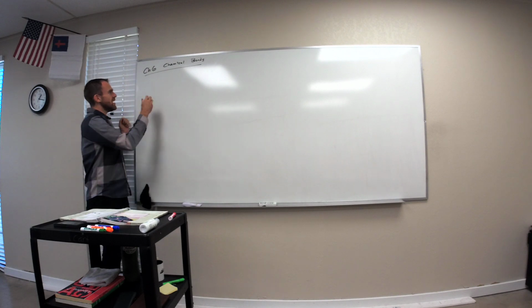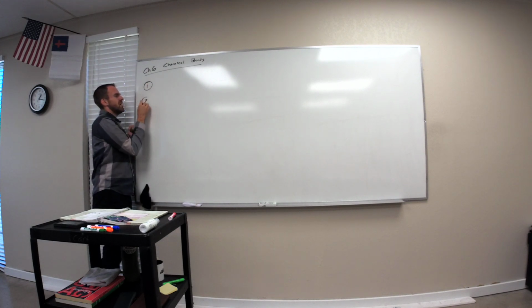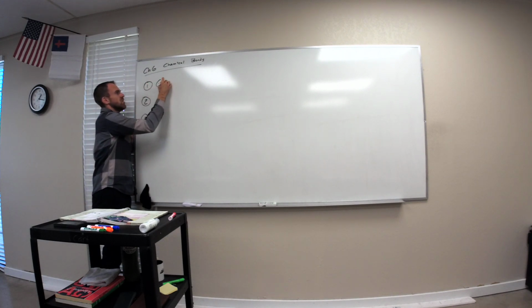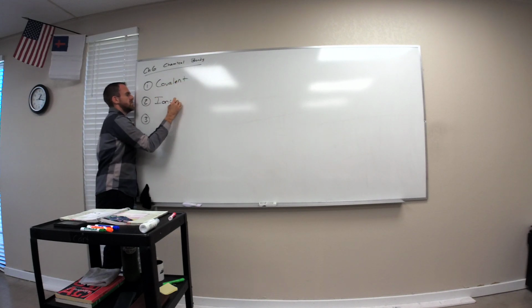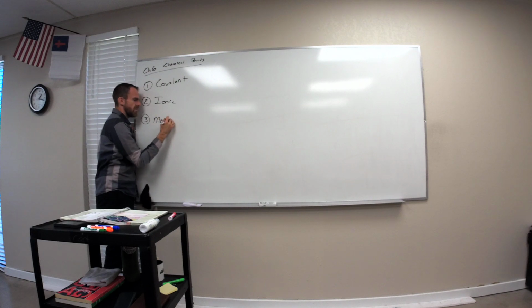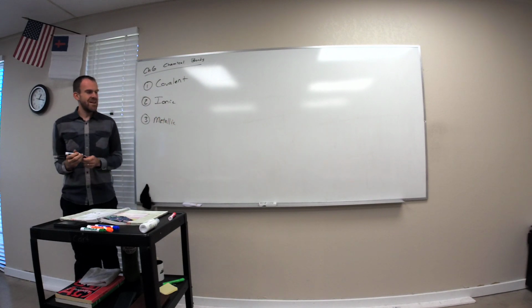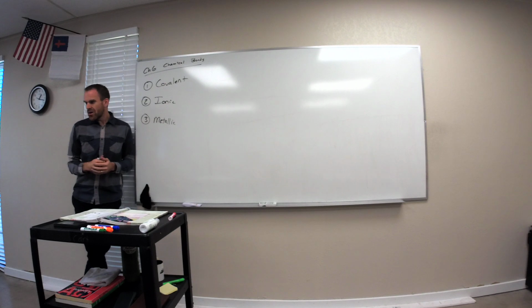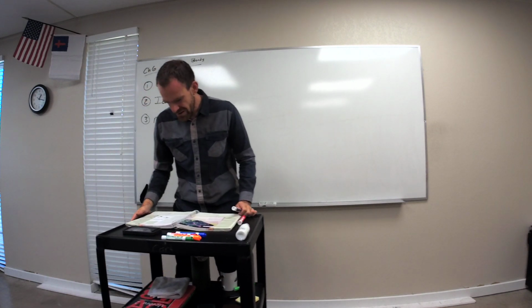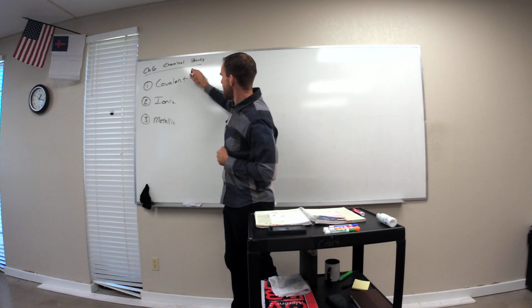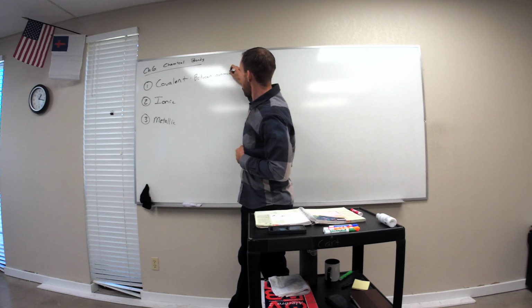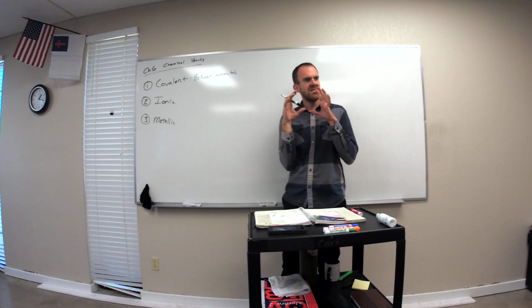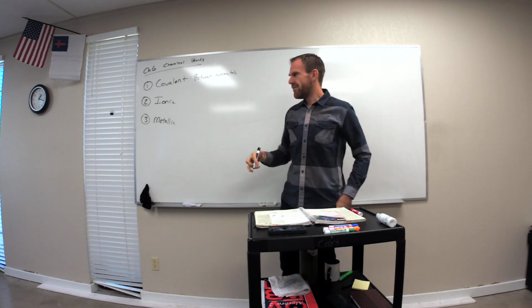So, there are 3 classifications of chemical bonds, and they are as follows: covalent, ionic, and metallic. Covalent, ionic, and metallic. What are covalent bonds? Covalent bonds are bonds that are between nonmetals. And they are characterized by like a sharing of electrons.